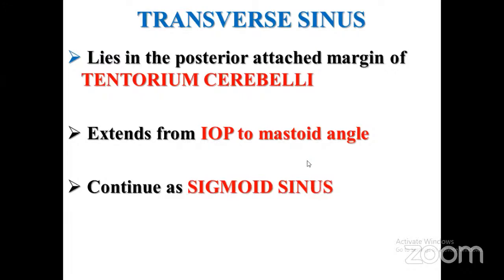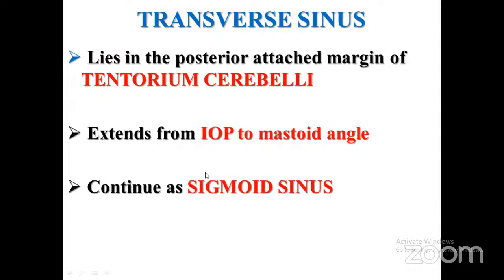Remember, friends, cavernous sinus is very important because of its relations. Next, coming to the transverse sinus, which is lying in the posterior margin of the tentorium cerebelli. It extends from the internal occipital protuberance, the point at which all the sinuses meet, also called the confluence of sinuses, till the mastoid angle and continues as the sigmoid sinus.